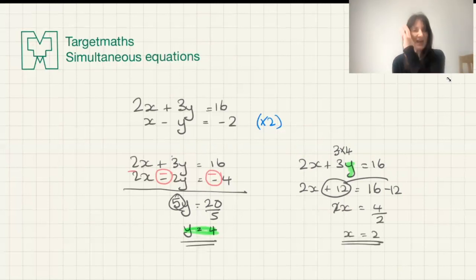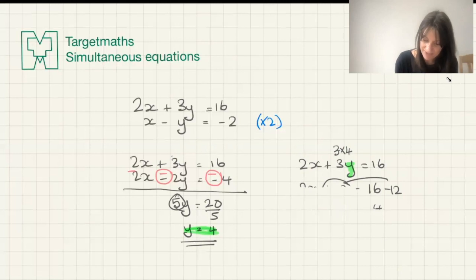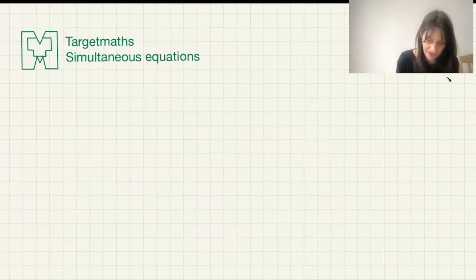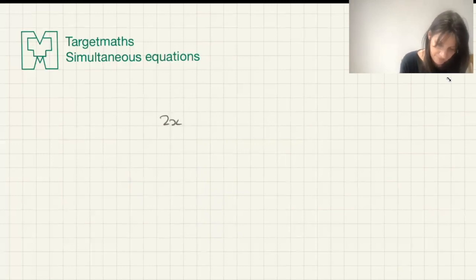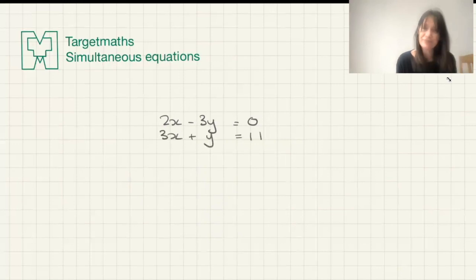And if you did have a go at that and you got it right first time without any problems, then you've done really, really well. So well done. Okay, let's do another one together. So let's do 2x minus 3y equals 0, 3x plus y equals 11. All right, hit pause, have a go, press play when you're ready, and then we'll go through it.